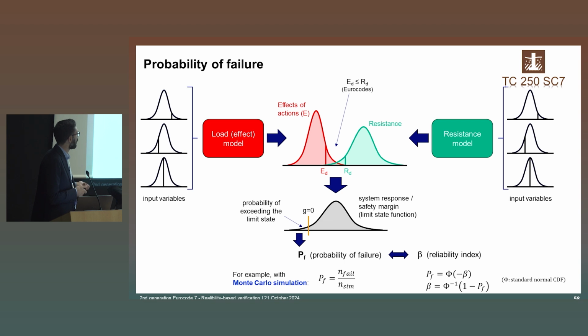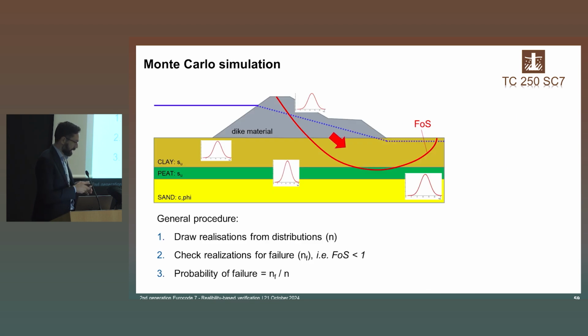The simplest method, I would say, is the Monte Carlo simulation. Let's try to give you a conceptual idea of how this works. We have here another example, but essentially we have different properties in different layers, and all of them feed into the calculation of the factor of safety for this slope stability problem.